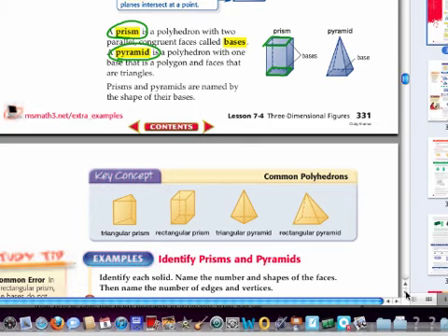Versus a pyramid, just to keep this simplified here, the pyramid has one base, and the other side is just a point. And that's the difference.